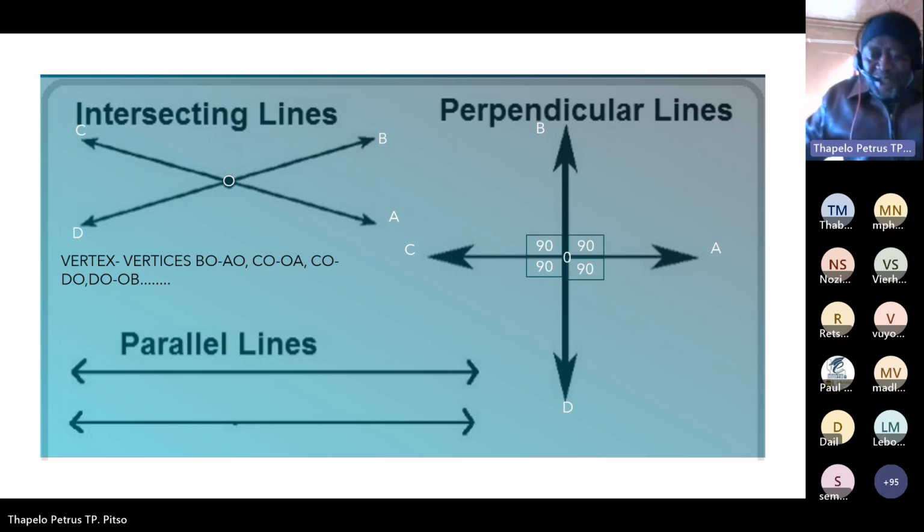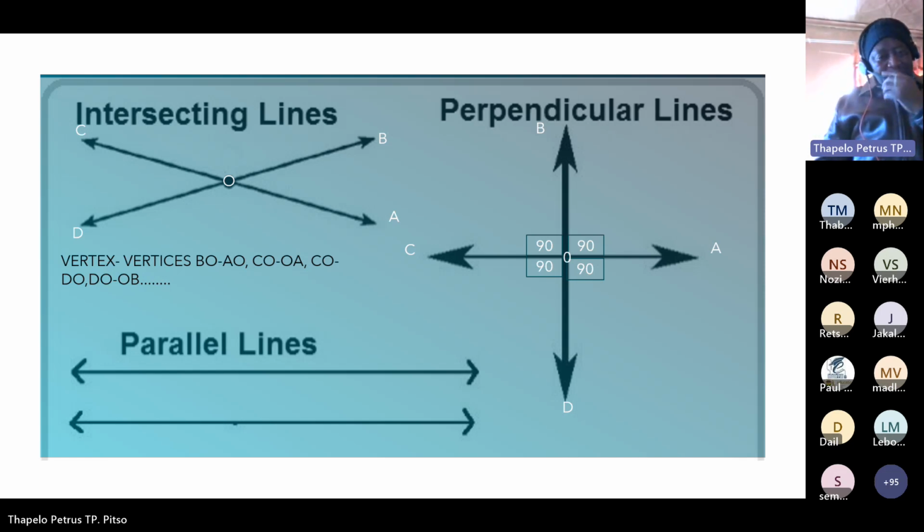Vertex and vertices, like I mentioned. A vertex is where two lines meet at a point, and normally at that point, that's where the angle is formed. For example, when you look at line BO and line AO, where they meet at that point, O is called a vertex. BO and CO, where they meet is called a vertex. CO and DO, where they meet is a vertex, and they form angles there as well. So in plural, we refer to them as vertices.